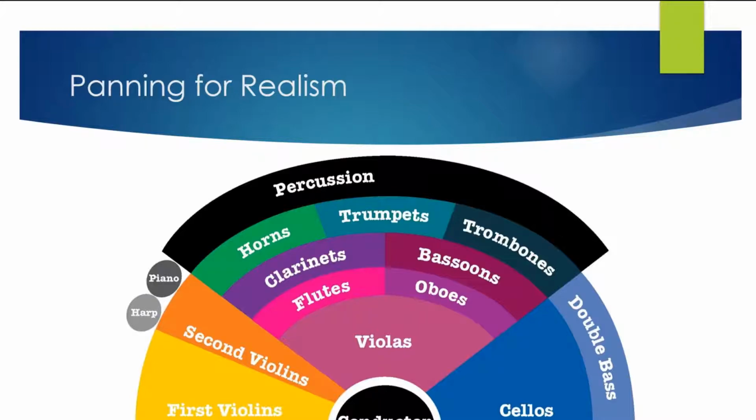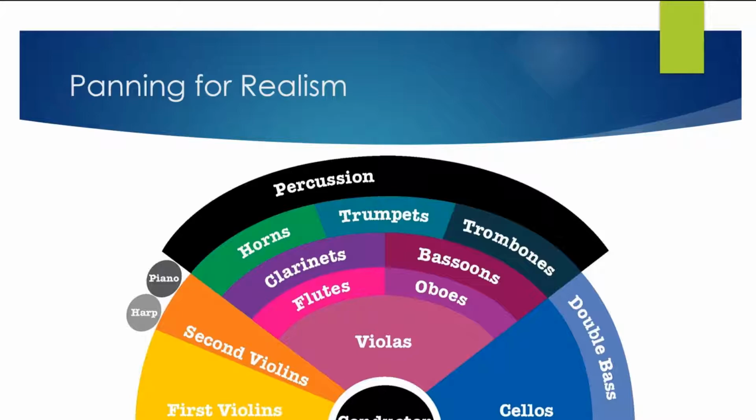One way that you can treat mixing an orchestra is by panning for realism. So emulating the experience of seeing an orchestra live or a rock band live or what have you. In this case, you're just emulating what it is in any other scenario. So for this, we're in a concert hall. First violins, second violins are on the left. Cellos and double bass are on the right. Violas are in the center, and then you can see where everything else is located on here.